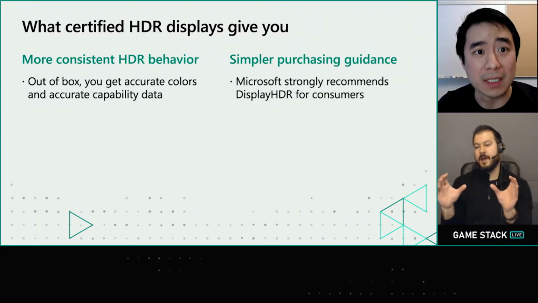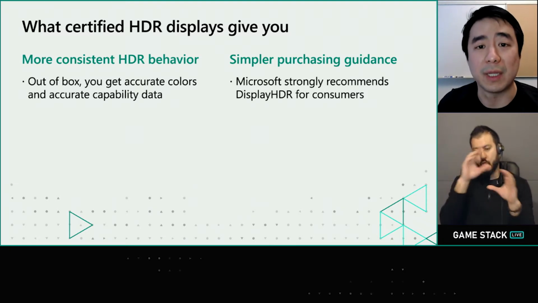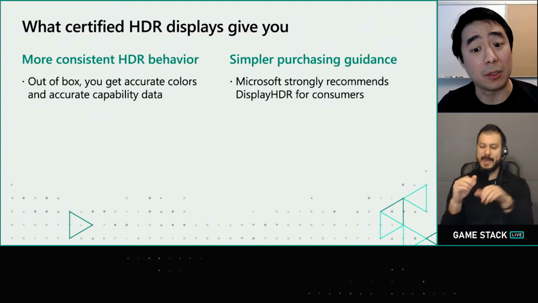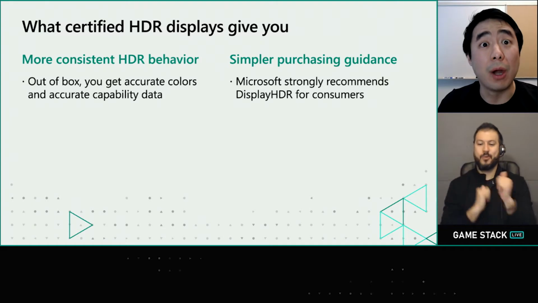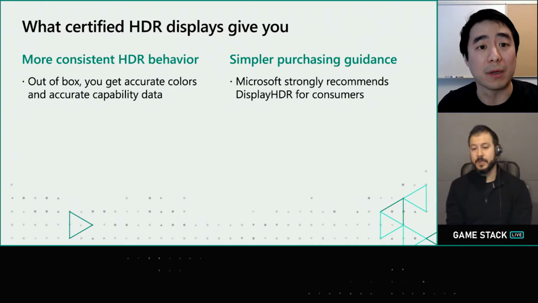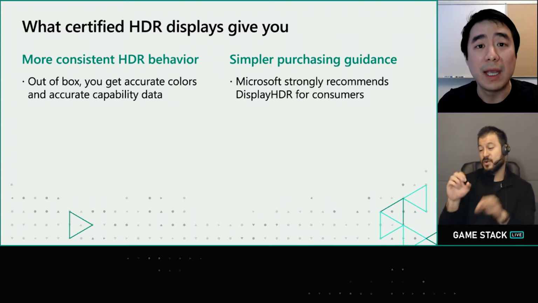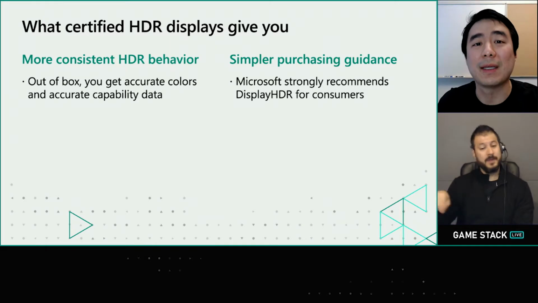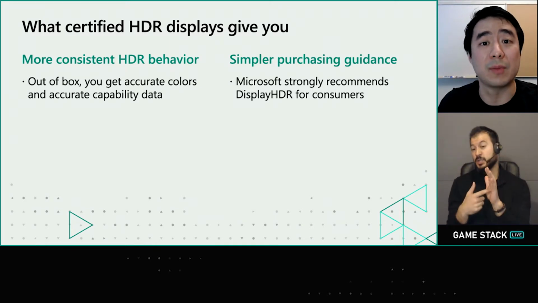For purchasing guidance, Microsoft strongly recommends consumers look for a certification like Display HDR. This guarantees you'll get a baseline of quality, and based on your budget, you can then choose a performance tier to match. Now, there are other HDR certification programs run by our silicon partners. This includes AMD FreeSync Premium Pro, Dolby Vision, and NVIDIA G-Sync Ultimate. These programs are great too. Broadly speaking, they have similar goals and requirements, and in fact, most models are also Display HDR certified.